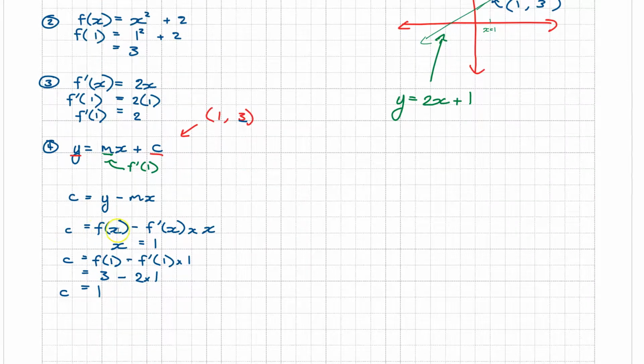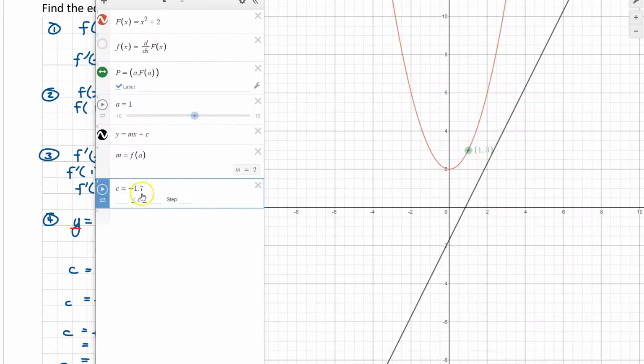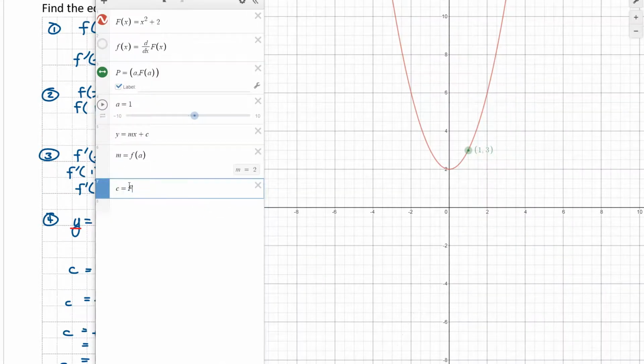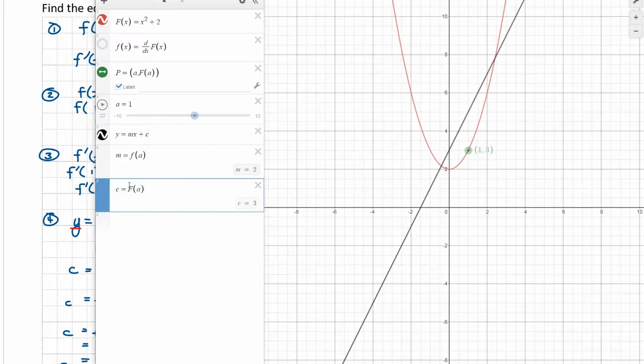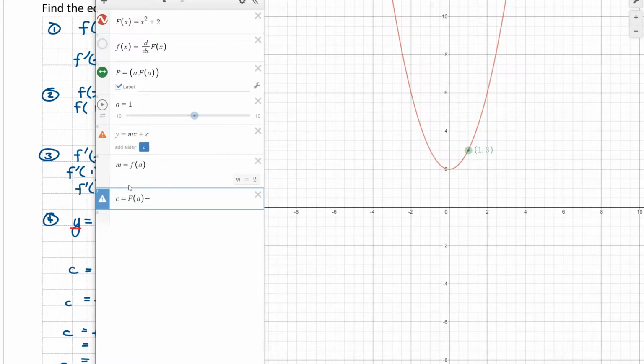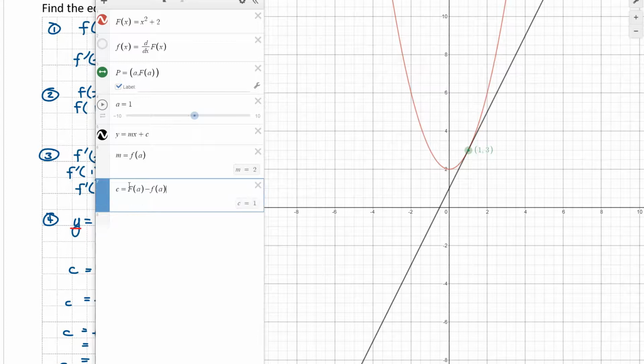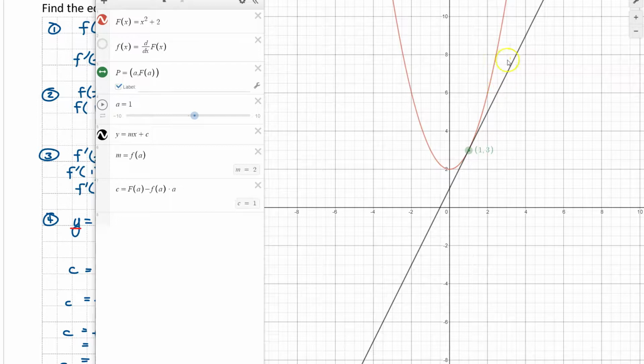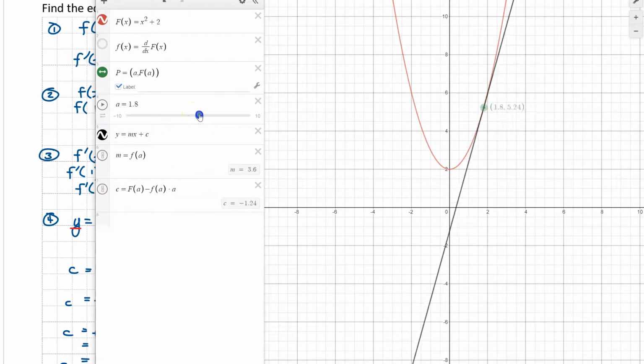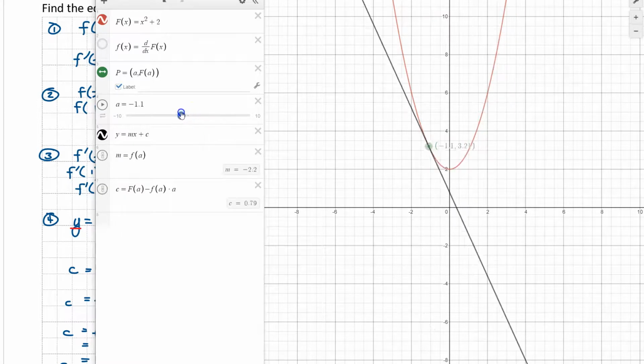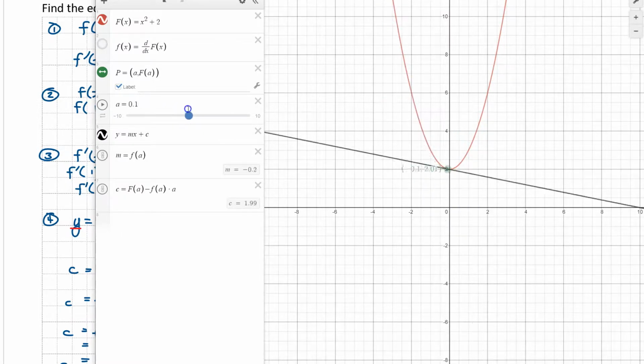So I'm going to put that in using our form that we saw over here. So c equals f of x minus f dash of x times x. Putting that in, we're going to go f of a minus f dash of a times a. Now what you can see is we've got this beautiful looking tangent to our original function here, our parabolic function, and because it's in a general case here, we can actually move it around and see how our tangent moves for any given value of x.